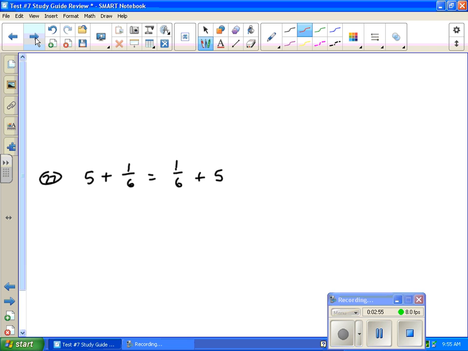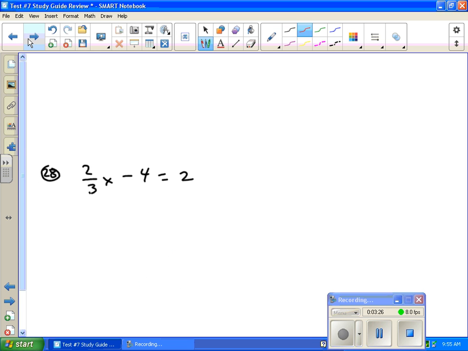Number 27 says 5 plus 1 over 6 equals 1 over 6 plus 5. Notice nothing changes except which one comes first on the left side and the right side. It just swaps positions, it moves, or it commutes. Therefore, this is the commutative property, and it's adding, so it'll be of addition, not of multiplication. Commutative property of addition.